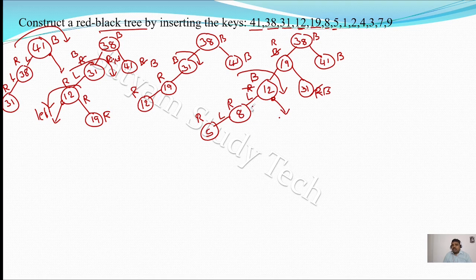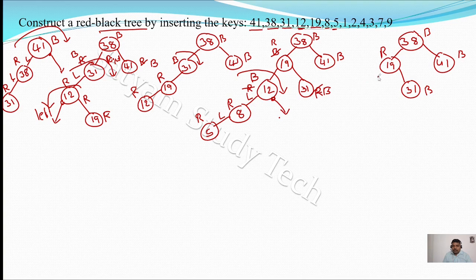After performing the right rotation, the tree becomes: here you can see 38, and here it is 19, and the right of 19 is 31. Here the right of 38 is 41. You cannot change the color on the right side, so the colors stay as they are. The color of 19 is red, and the color of 31 is black here.